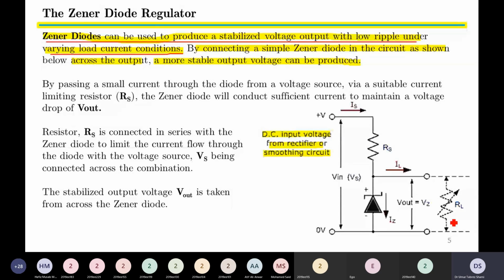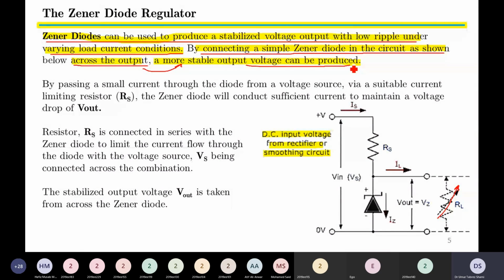So now if we change the value of RL, when the current changes, the output voltage appearing across RL will not change. It will remain stable. So by connecting a simple Zener circuit as shown below across the output, we have to use the reverse bias Zener diode directly across the output load.